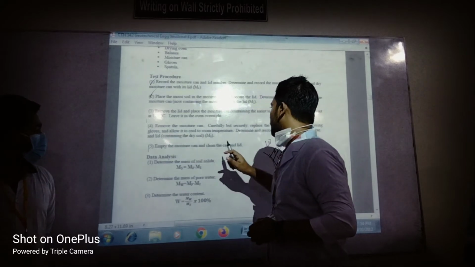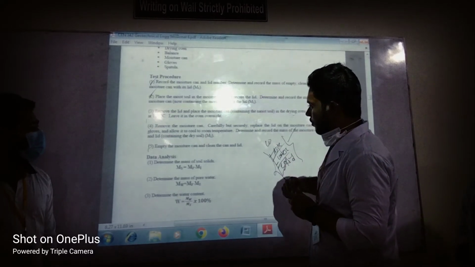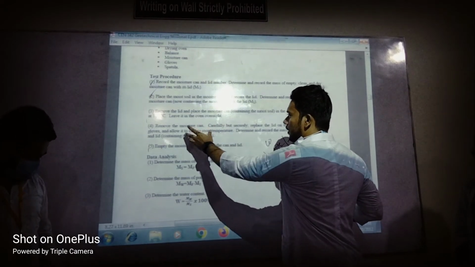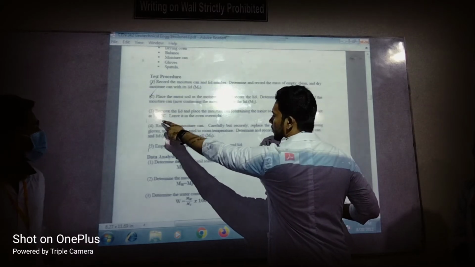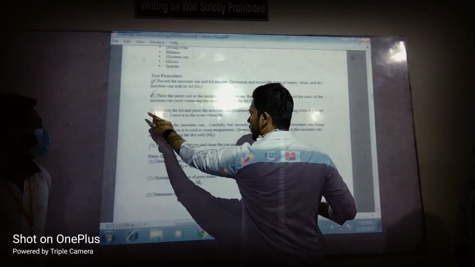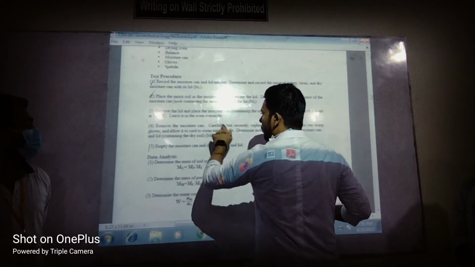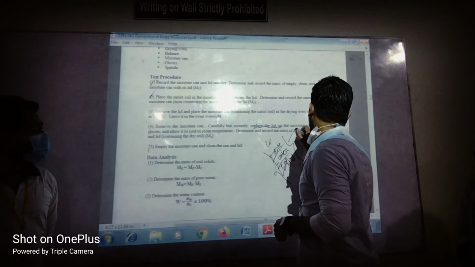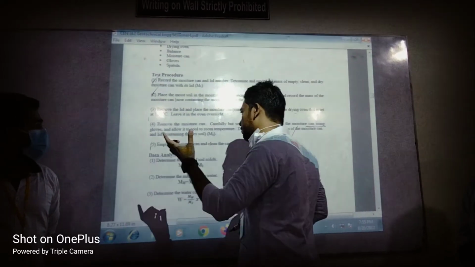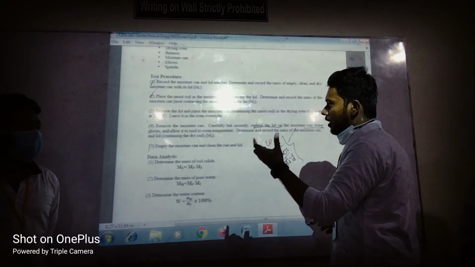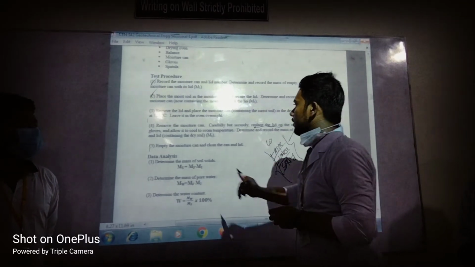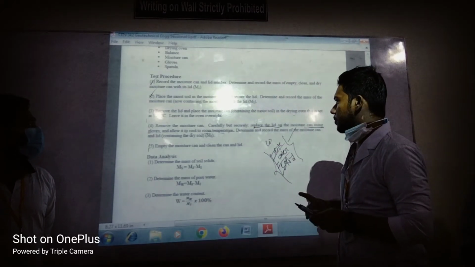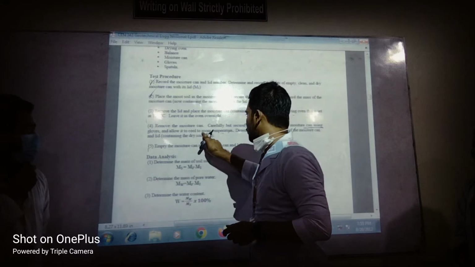Then remove the moisture can carefully. We have to remove it carefully because it is already hot, since we oven-dried this can at 105 degrees Celsius overnight. Then replace the lid on the moisture can using gloves. We have to wear gloves because the moisture can is too hot. Then allow it to cool at room temperature, for as much time as we want.